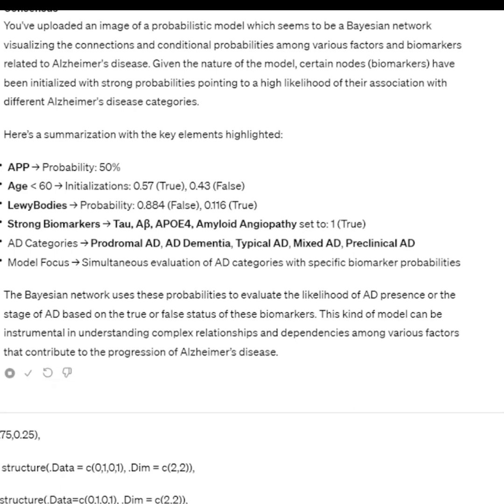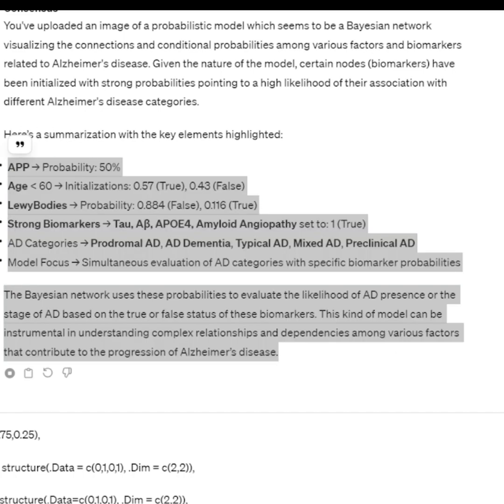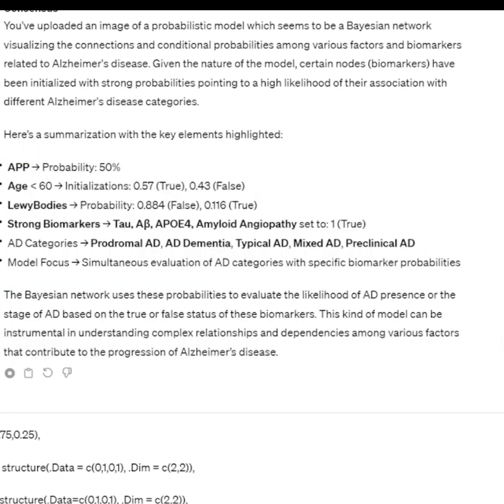You've uploaded an image of a probabilistic model, which seems to be a Bayesian network visualizing the connections and conditional probabilities among various factors and biomarkers related to Alzheimer's disease. Given the nature of the model, certain nodes, biomarkers, have been initialized with strong probabilities pointing to a high likelihood of their association with different Alzheimer's disease categories. Here's a summarization with the key elements highlighted.